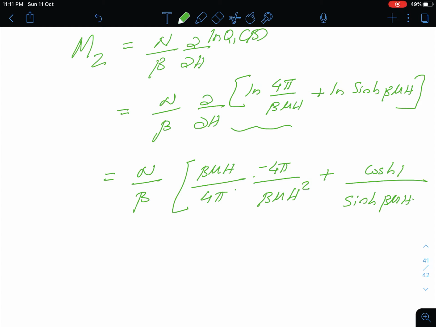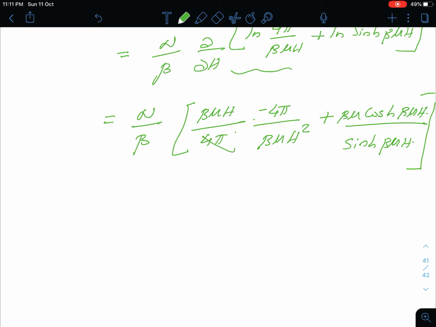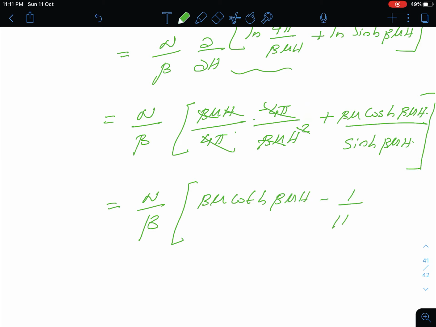cosh beta mu h, the derivative of sinh, and the constant is beta mu. Good. Now that is n by beta, mu cos by sin, it's simply coth beta mu h minus 1 by h.